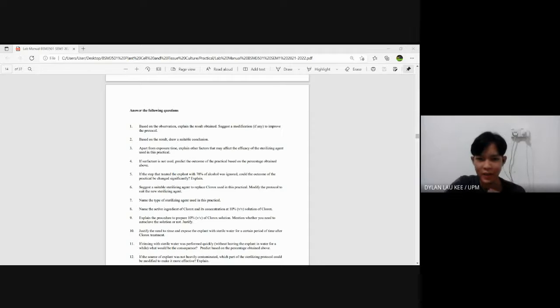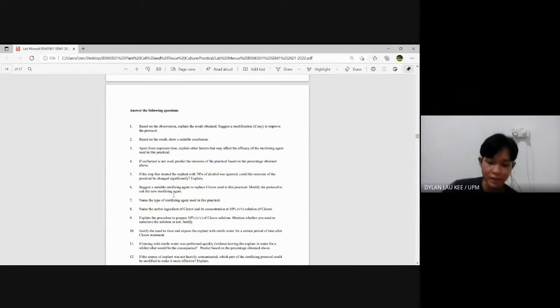Okay, any questions? If no, then I move on to the next question. Number 6, suggest a suitable sterilizing agent to replace Clorox used in this practical. Modify the protocol to suit the new sterilizing agent. I'll try for this also.